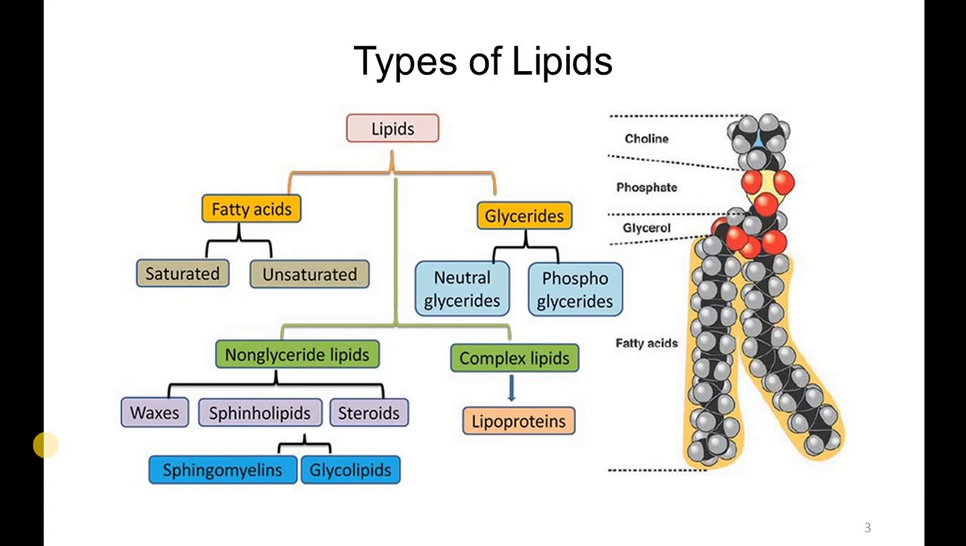This particular slide number 3 is indicating the types of lipids. As you can see, this is the structure of phospholipids. Lipids may be divided into two types, fatty acids and glycerides, and normally they are of two types, simple lipids, that is non-glyceride lipids, and complex lipids. Fatty acids, again you are aware, are of two types, saturated and unsaturated fatty acids. We will discuss later on.